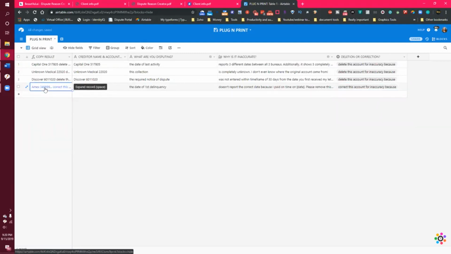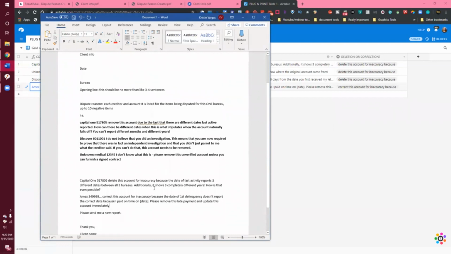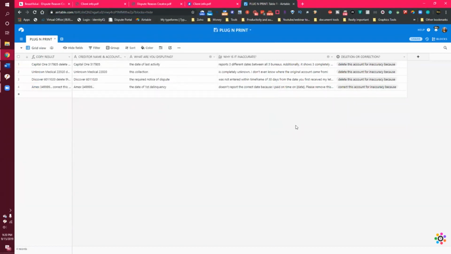So when we copy it, go over here and copy it, go to Word, paste it, let's see if it turned out correctly. Correct this account for inaccuracy because the date of first delinquency doesn't report the correct date because I paid on time on X date. Please remove this late payment and update this account immediately. All right, so you get the flow here?